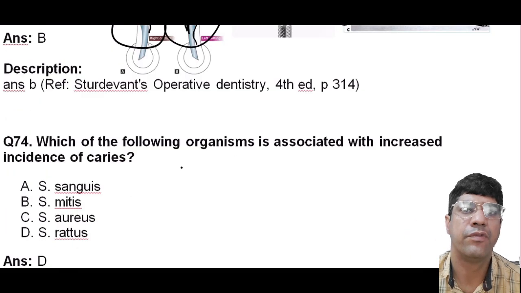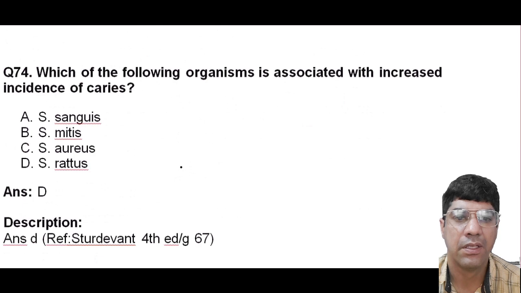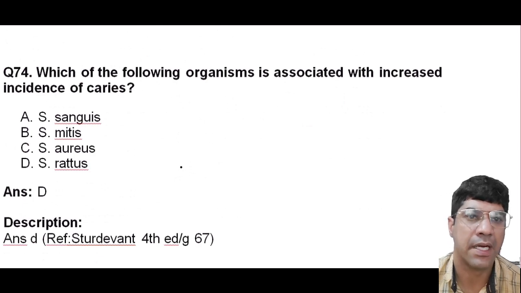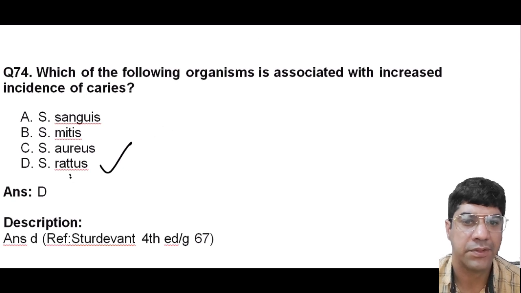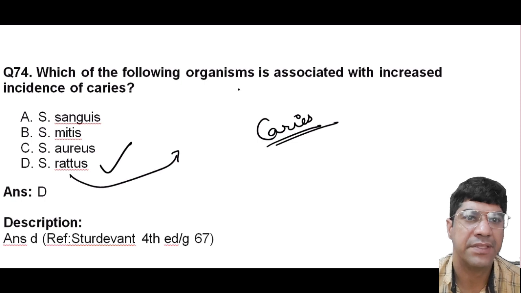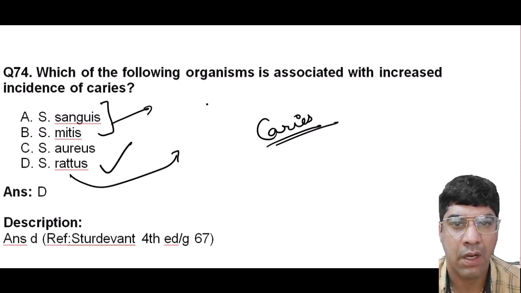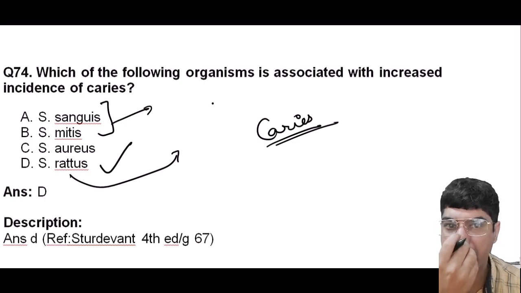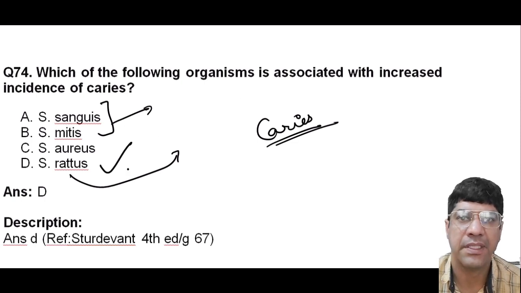The next question: which of the following is associated with increased incidence of caries? The answer is S. mutans. S. sanguis and S. mitis can be involved in the formation of dental plaque, but they are not cariogenic, whereas S. mutans is associated with the increased incidence of caries.